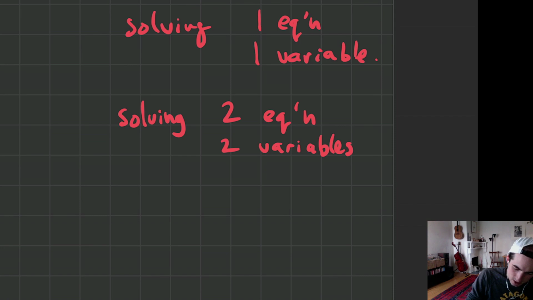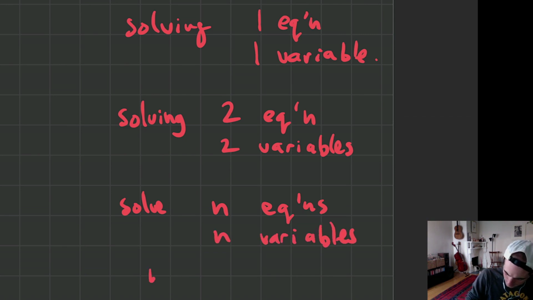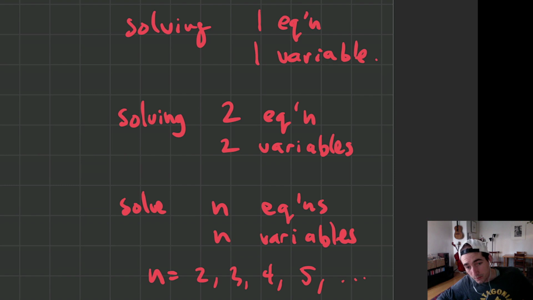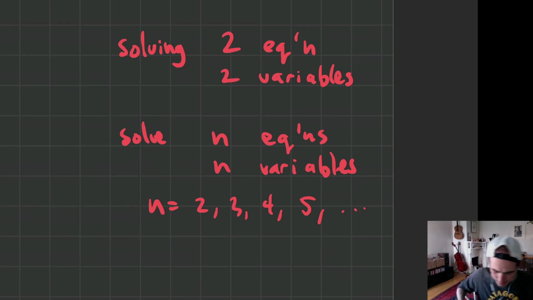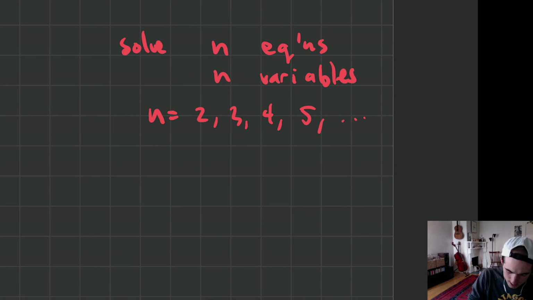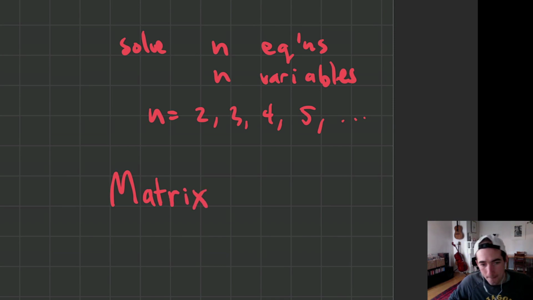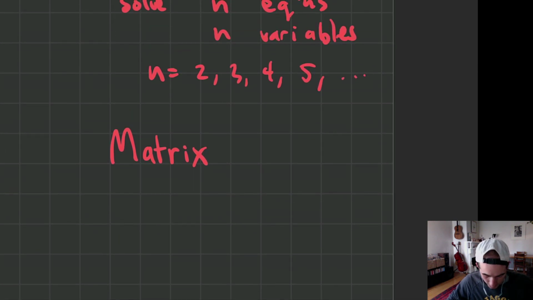You can imagine that you could solve n equations in n variables, where n is equal to like 2, 3, 4, 5, or some big number, right? There's very interesting methods that you can use to solve huge systems of equations. The method that you'll eventually learn one day uses something called a matrix. So you can use a matrix to solve these huge systems of equations, and it's actually really fun. I really enjoy working with matrices.